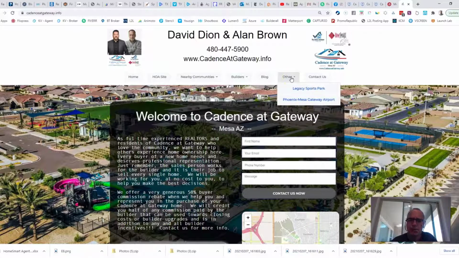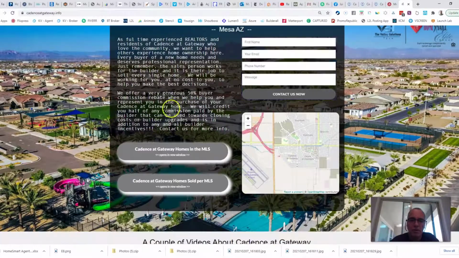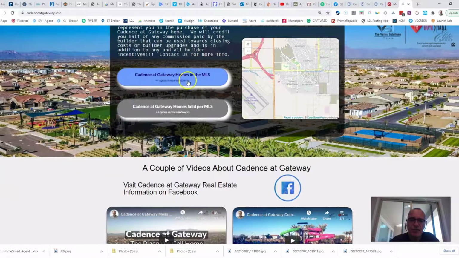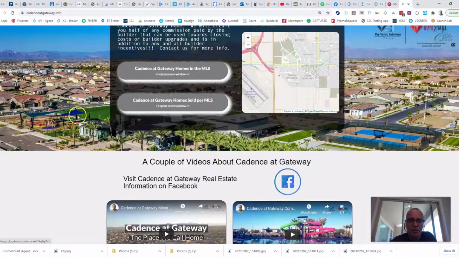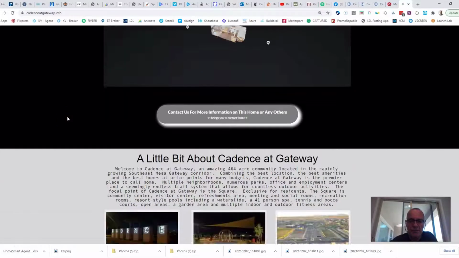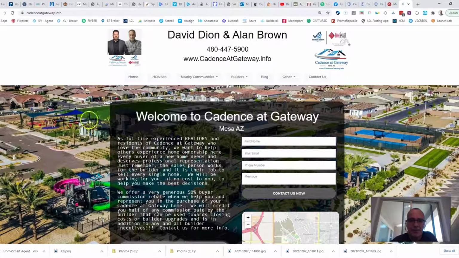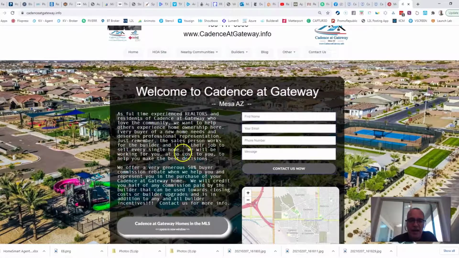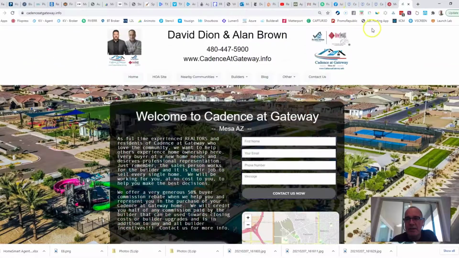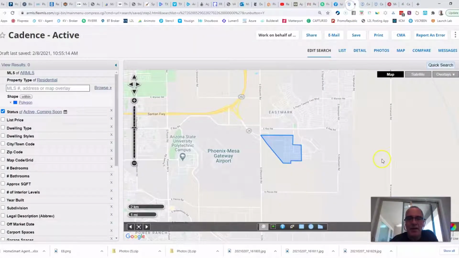Got a few posts on Legacy Sports Park and Phoenix Mesa Gateway Airport, as well as local communities. You can see all homes for sale, all homes sold, a couple of videos, and a little bit about the community. As well, you can see that we offer a very nice rebate program to anybody thinking about buying a new build in the community. So let's jump right into the MLS.